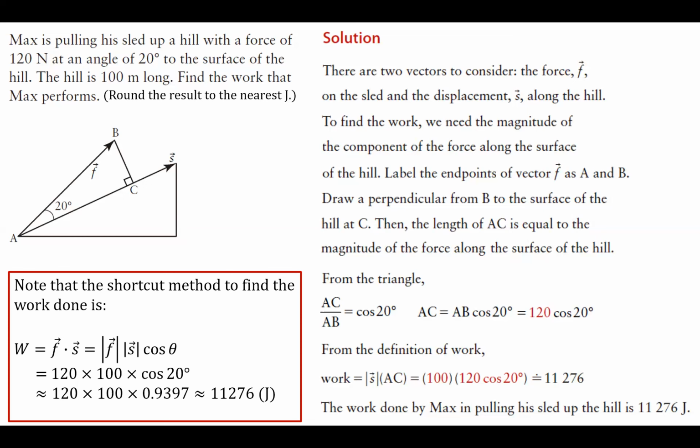Also note that the shortcut method to find the work done is given by the following formula. W is always equal to the force F dot product with the distance S, which is given by the magnitude of F times the magnitude of S times cosine theta, where theta is the angle between these two vectors. If you use this shortcut and substitute all the values in, that also gives us 11,276 joules.